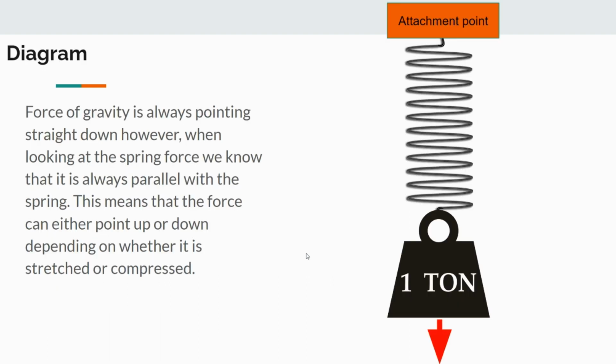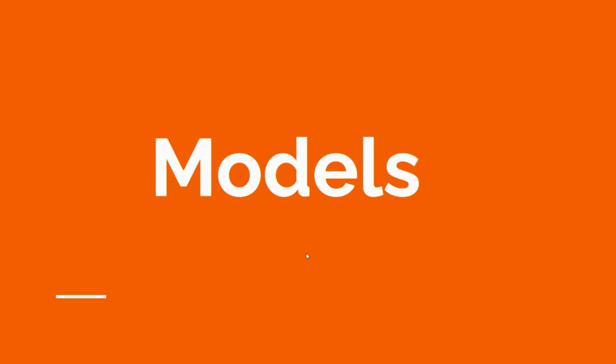All right, now I want to describe a diagram of what will happen in this lab. When we have our mass attached to a spring, we know that the spring force will be pushing down when compressed, and gravity will always be pressing down. However, when our spring is stretched, we know that the spring force will be pointing up towards the attachment point, and the gravity will be pointing down.